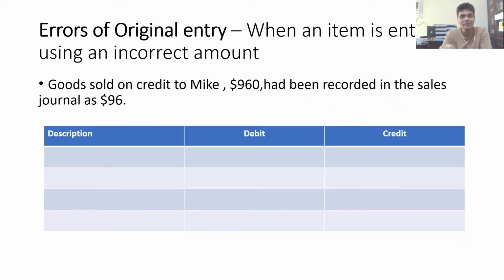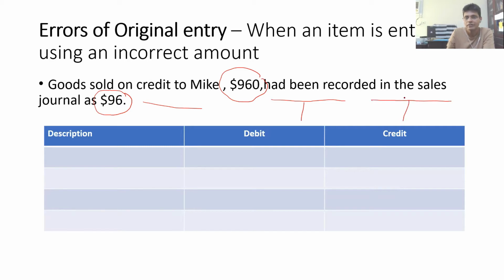Okay, so what has happened? The actual amount is how much? 960. But you have recorded in the sales account how much? 96. So when you take the T accounts, goods sold on credit, when you sell on credit, this is Mike's account and this is your sales account.